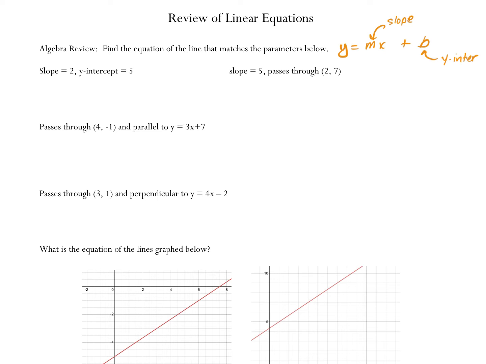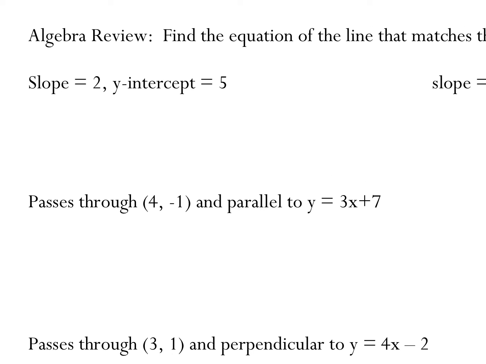All right. So if I ask you what is the equation of a line that has a slope of 2 and a y-intercept of 5, the answer is y equals 2x plus 5.